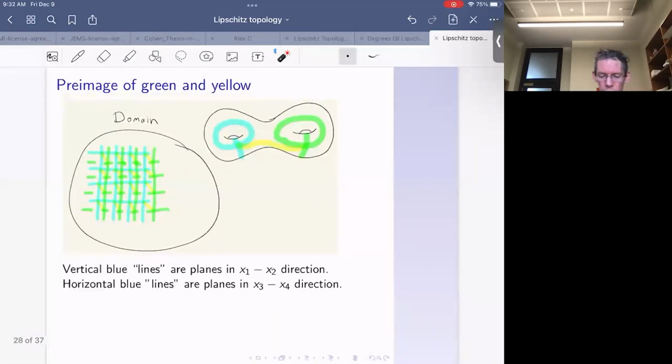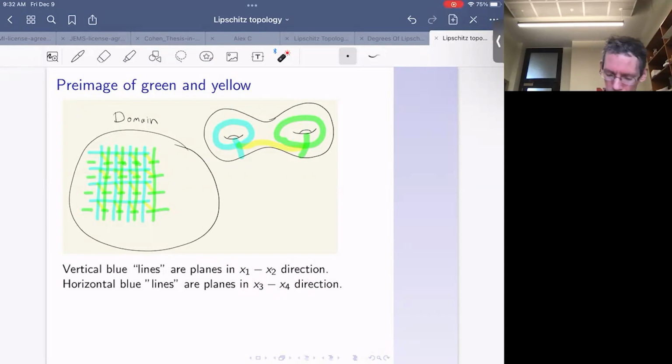Okay, so here's how we do it. So let's put all these planes in coordinates to help us figure out how they intersect with each other. So the vertical blue lines here are going to be 2-planes in the x1, x2 direction. And the horizontal blue lines will be 2-planes in the x3, x4 direction. So each one of these 2-planes will intersect each one of those 2-planes, which is supposed to happen. Those are all these blue crossings. That's no problem.